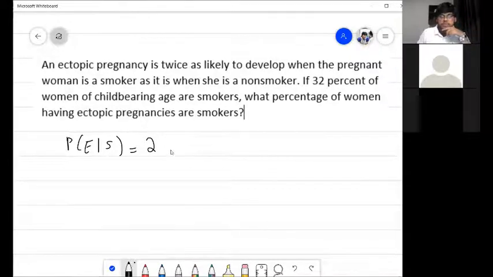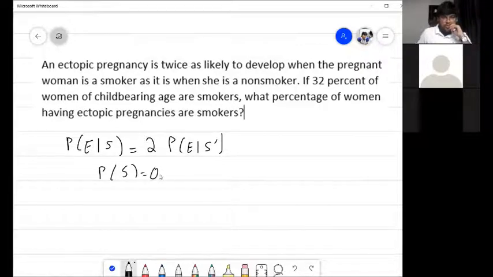Okay, so what this statement basically implies is... any doubts with this statement? Because they're saying it's twice as likely to develop when the pregnant woman is a smoker as it is when she is a non-smoker. So twice that probability. If 32% of women of childbearing age are smokers, what percentage of women with ectopic pregnancies are smokers?